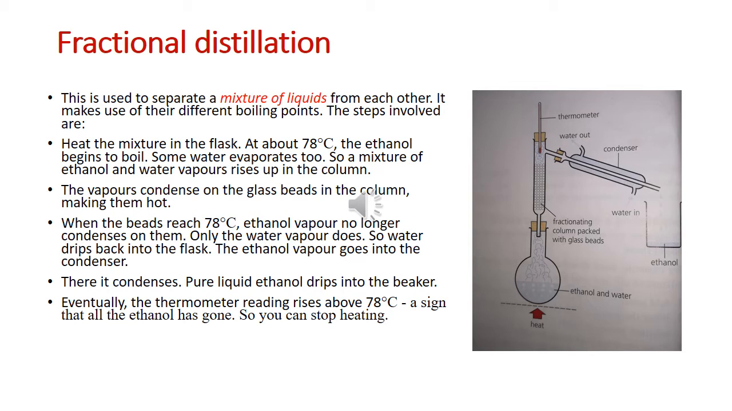Eventually, the thermometer reading rises above 78 degrees, a sign that all the ethanol has gone. So we can stop heating. In the flask remains the water, and in the beaker we get ethanol. Thus, the mixture of two liquids is separated.